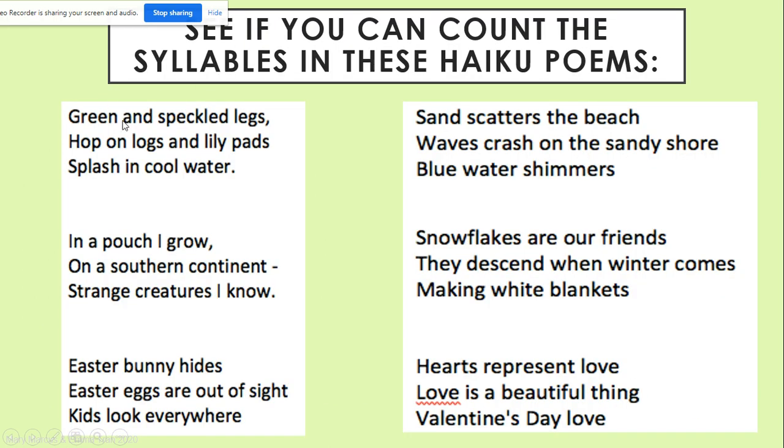All right, and here's our last activity for today. Here are 6 different haiku poems. This one's about frogs, this one's about kangaroos, this one's about the Easter Bunny, this one's about the beach, this one's about snow, and this one's about Valentine's Day. So you can see they're all about single ideas. They're all written the same way, 3 lines. First line, 5 syllables. Second line, 7 syllables. Last line, 5 syllables. So next to each poem, write how many syllables are on each line. Check that they are haiku poems.